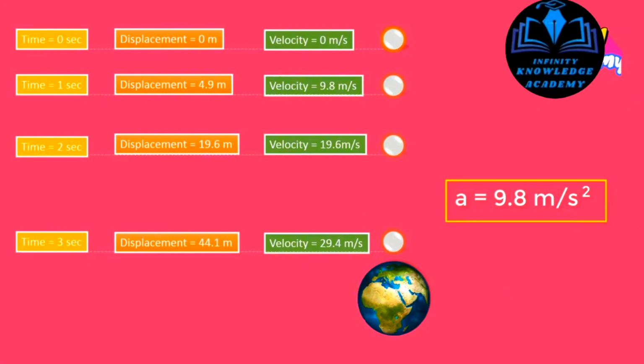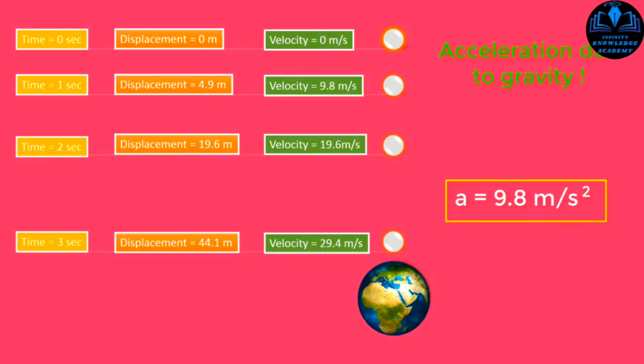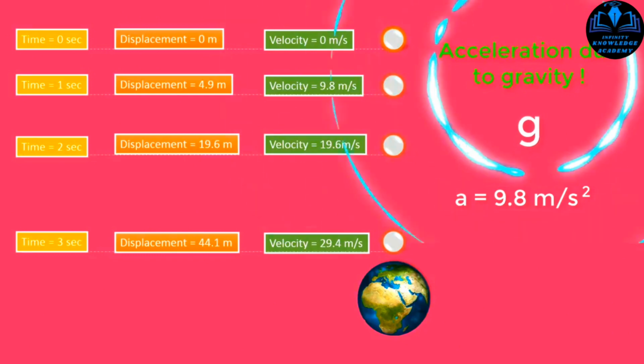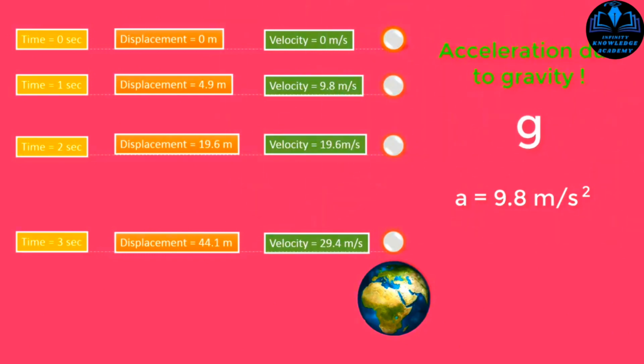In physics, this constant acceleration of free fall is known as acceleration due to gravity. It is denoted by small g. Whenever you see g anywhere in physics, remember that it is acceleration due to gravity, and its value is 9.8 meter per second square. In both cases, if a body falls down towards Earth or if it goes in upward direction. At last, let me ask you some tricky questions.